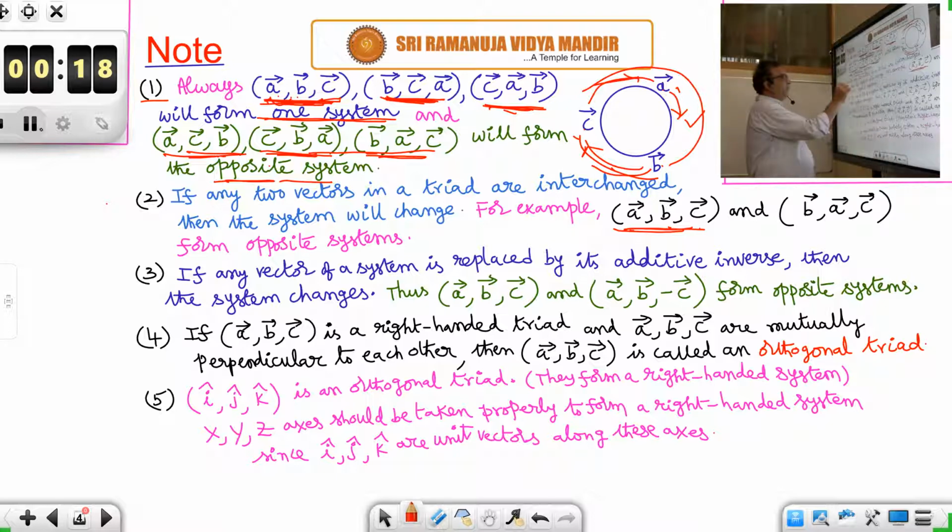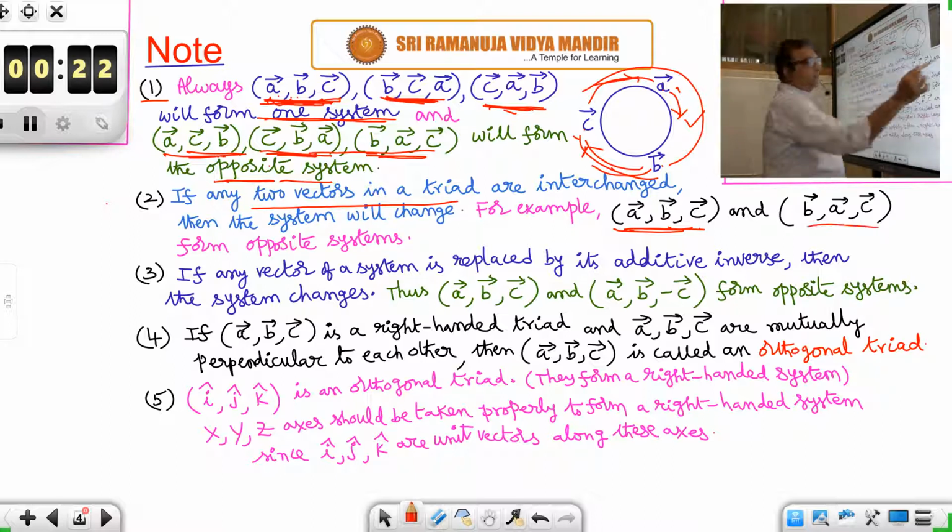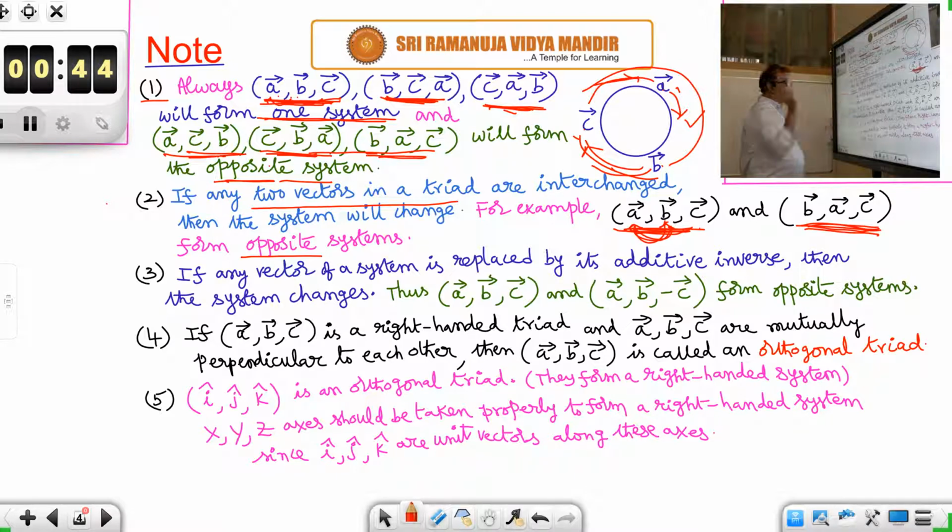Now, if any two vectors in a triad are interchanged, what am I doing here? B bar and A bar, I am just changing their places. If it is done like that, then these two will form opposite systems. If the first one is right-handed, the second one will be left-handed. If this is left-handed, that will be right-handed. So just interchanging two vectors will change the system. Okay, that is the second point.